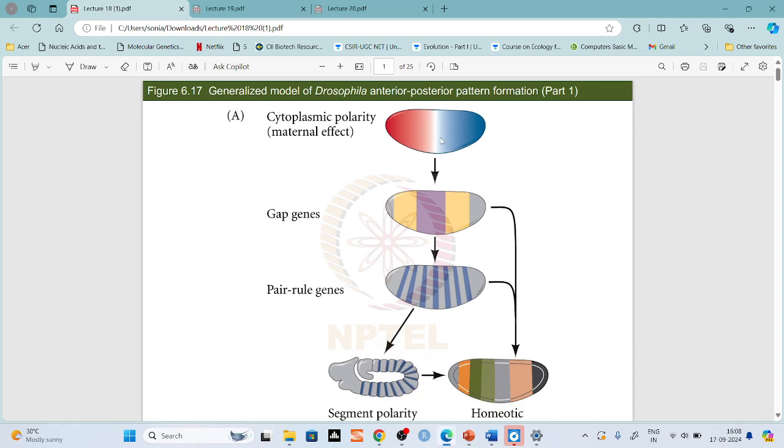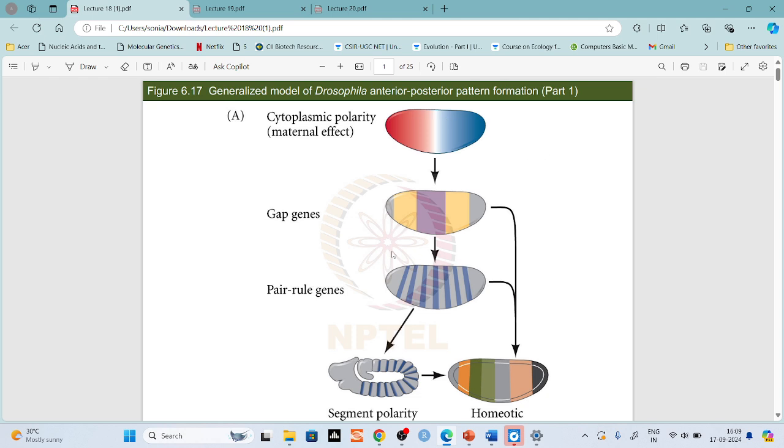First you have maternal genes. Maternal genes are the genes which are expressed in the oocyte before fertilization. So before fertilization has taken place, these maternal genes are expressed in the oocytes. Bicoid is expressed in the oocyte before fertilization. At what place is bicoid expressed? It is secreted from the nurse cells.